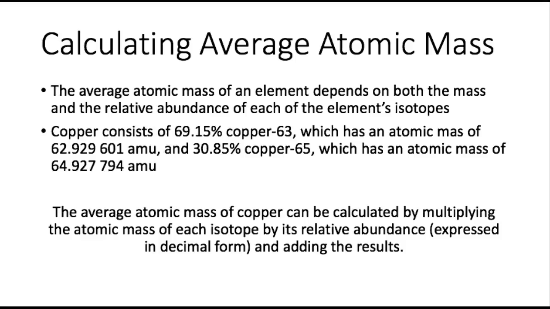To find the average atomic mass of copper, we're going to calculate this by multiplying the atomic mass of each isotope by its relative abundance expressed in decimal form. And then we're going to add the results together. So there's a lot of steps, but I'm going to walk you through one step at a time.